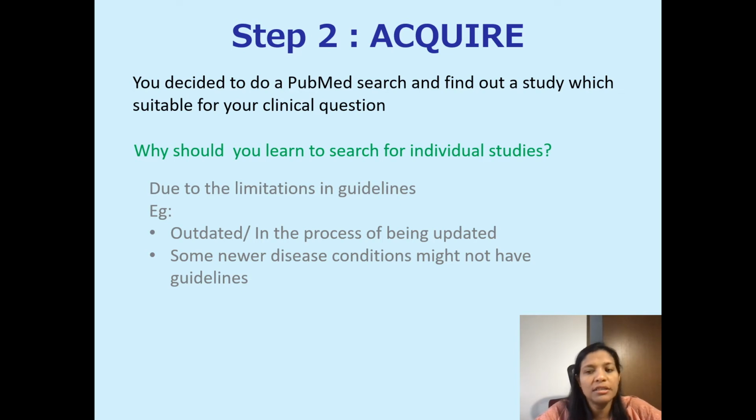So why should you learn to search for individual studies? It is due to the limitations in guidelines. For example, they might be outdated or in the process of being updated, or sometimes there may be newer disease conditions which might not have clear guidelines. For example, the COVID-19 pandemic. At the beginning of the disease, there were no clear clinical guidelines developed. So in that case, you have to go to individual studies.